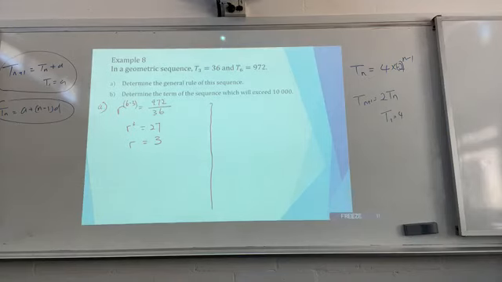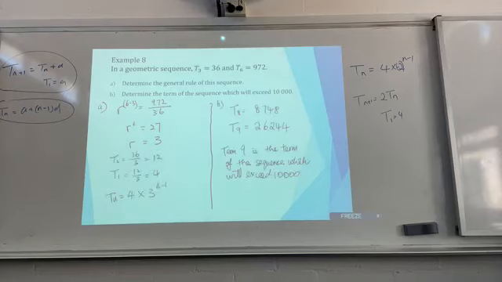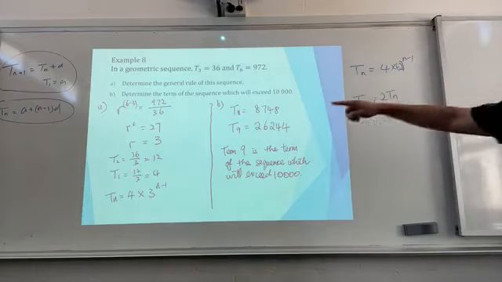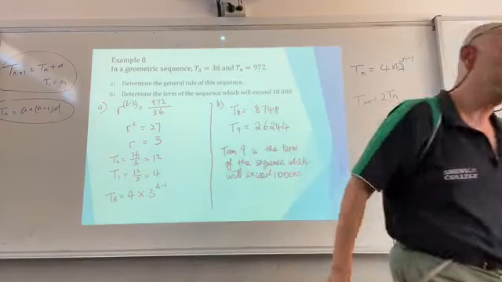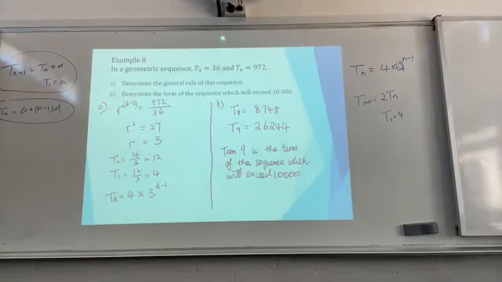One of them should be smaller than 10,000. The other one should be larger than 10,000. So if I've done it correctly, I've got T8 as 8748 and T9 as 26244. For part A, from T3 I work out T2 and I work out T1. And then Tn equals 4 times 3 to the power of n minus 1. Then use your calculator, you can work out T8 and T9, and therefore term 9 is a term of the sequence which will exceed 10,000.